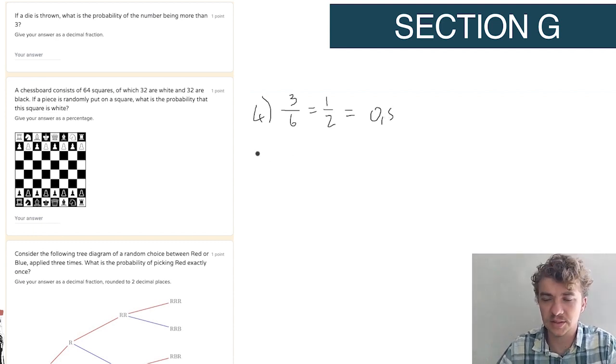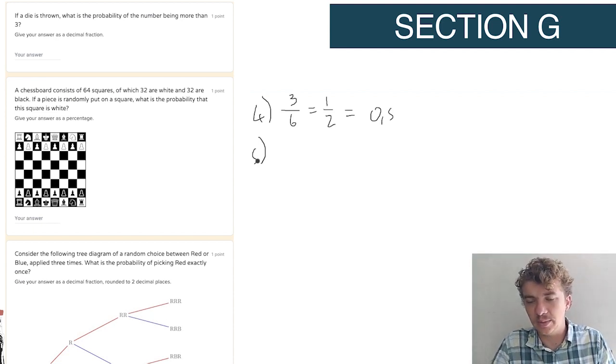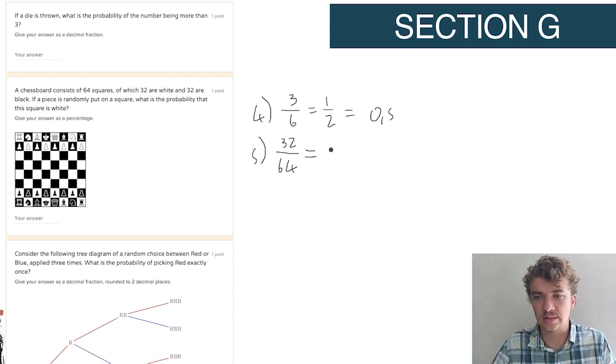Okay, next they give us a chessboard that consists of 64 squares, 32 of which are white and 32 which are black. If a piece is randomly put on a square, what is the probability that the square is white? Again, first we start with the fraction. How many possible ways are there that we get what we want, aka white? Well, 32. How many squares are there in total? 64. And then they ask for the answer as a percentage, so the answer is just 50%.